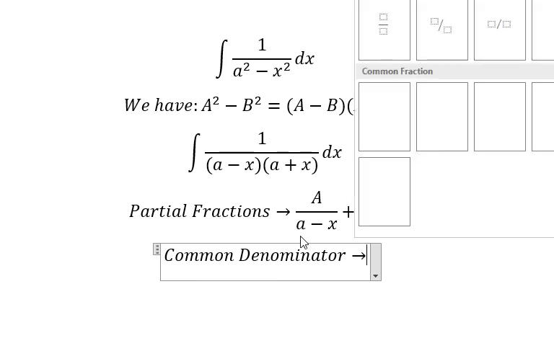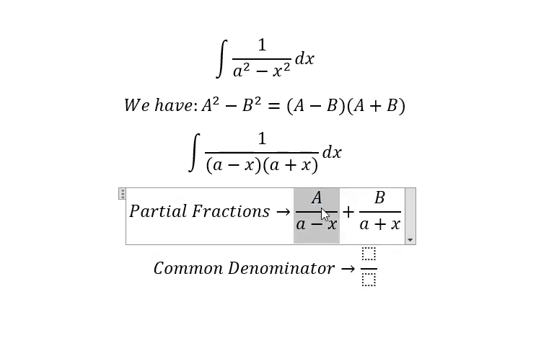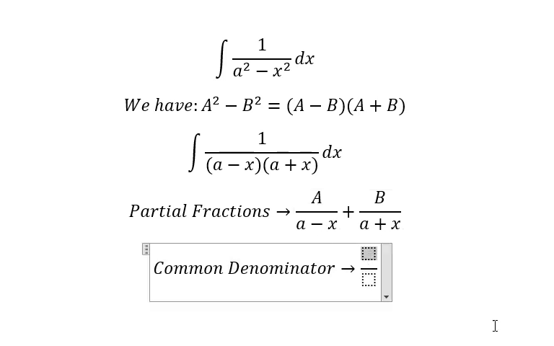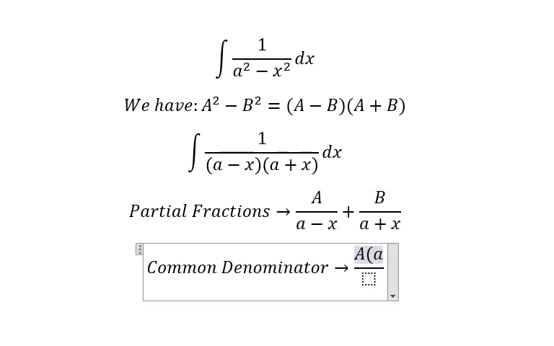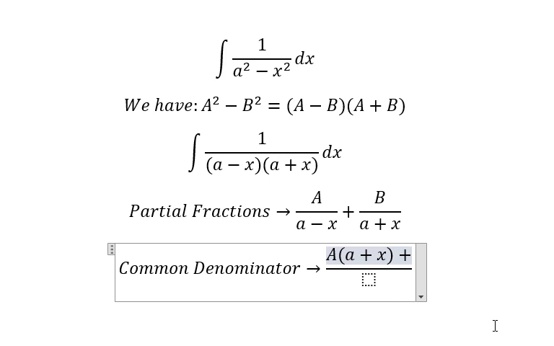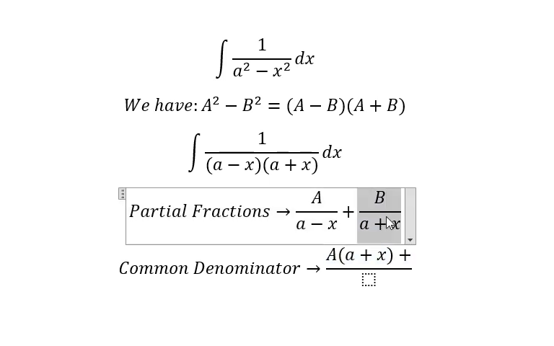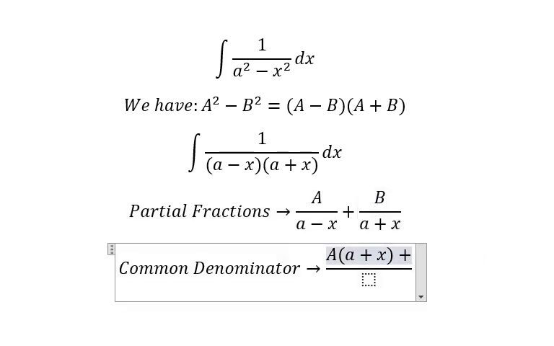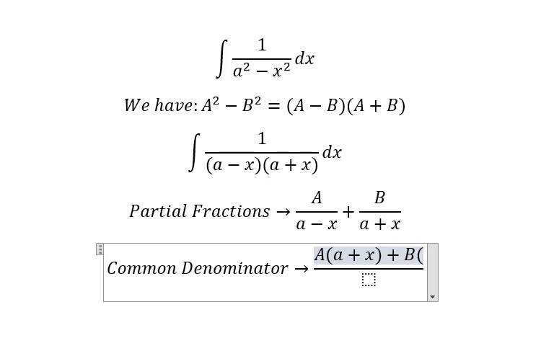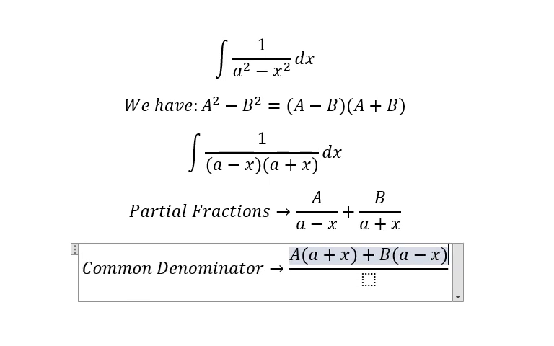So about this one, it is missing small a plus s, so capital A multiplied by a plus s. About this one, it is missing the small a minus s, so capital B multiplied by a minus s.